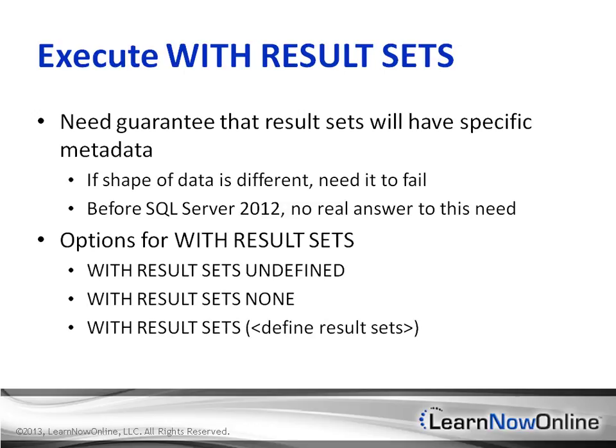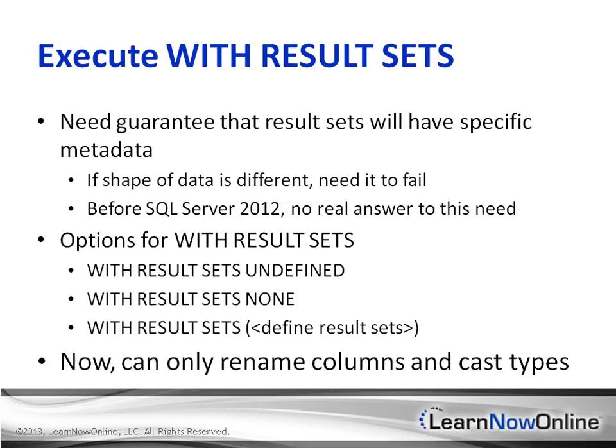And then the third option is WITH RESULT SETS, and then you define what the result set is. This option specifies the metadata of one or more result sets, and you get a guarantee that the result sets and their number will match the metadata defined in the clause. Otherwise, SQL Server will generate an error. And this is the option that you can use to essentially redefine the shape of the result set that is returned. Now, for now, you can pretty much only rename columns and cast types.